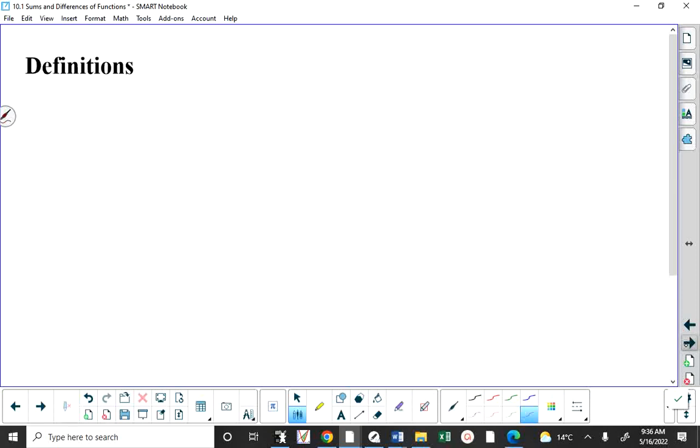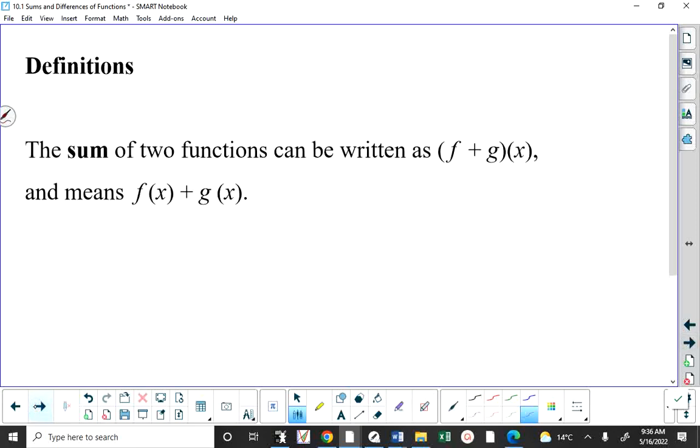We start off with some definitions which are fairly obvious. When you talk about the sum of two functions, we write, and listen to how I say it, (f+g)(x). That's how you should think of that in your head. If you were to say it out loud, it would come out as f plus g of x. What it means is f(x) plus g(x). So it's not some kind of great mystery.